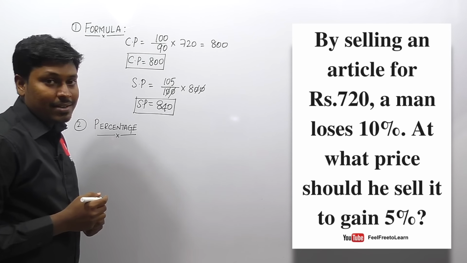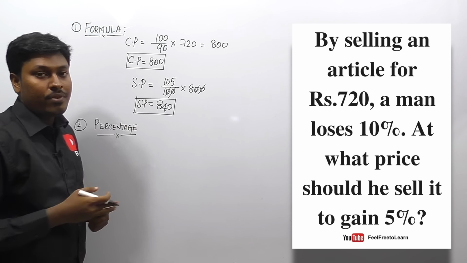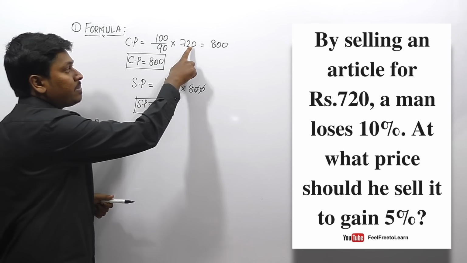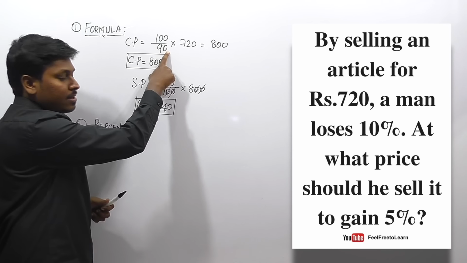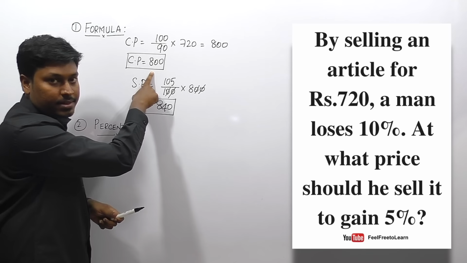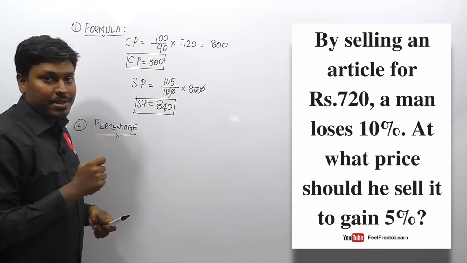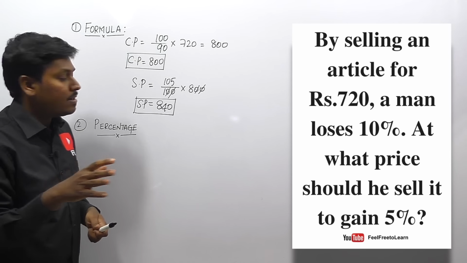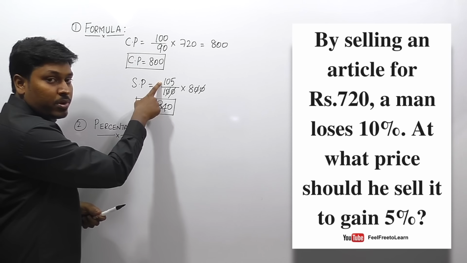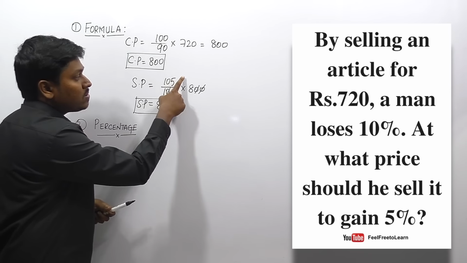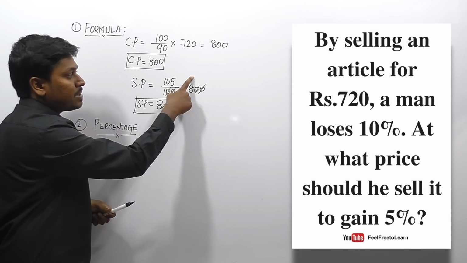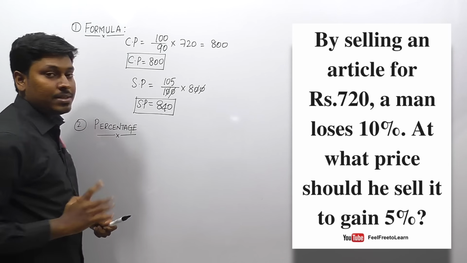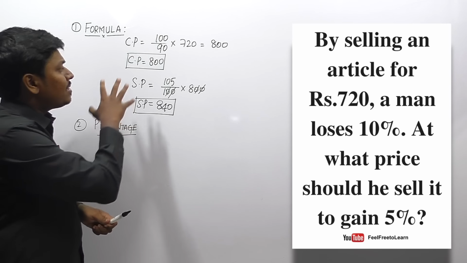So friends, we got the answer using the formula method, that is 840 for question number 8. First, using two data, the selling price and the loss of 10%, we found the cost price of the article. After finding the cost price, our target is to find the selling price if he wants to sell the same article for a 5% gain. So the selling price is 100 plus profit percentage, so 100 plus 5 is 105, divided by 100 into the cost price. So finally we got the selling price as 840. So this method is the formula method, right?